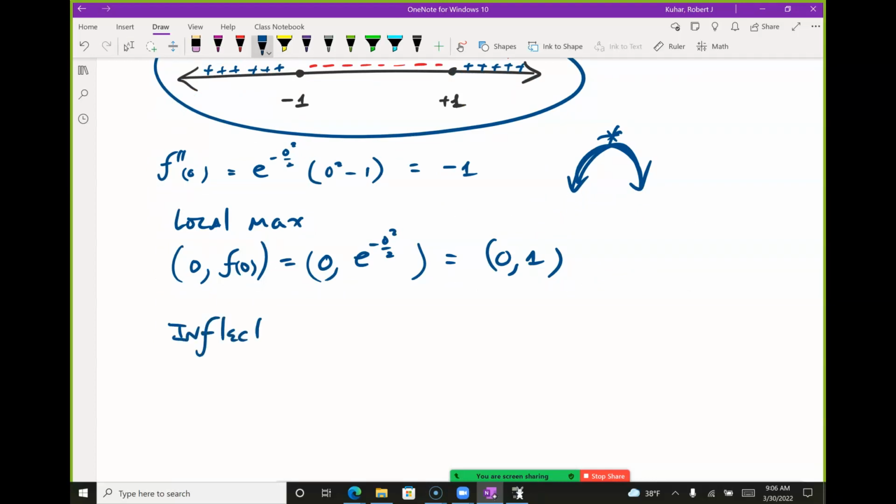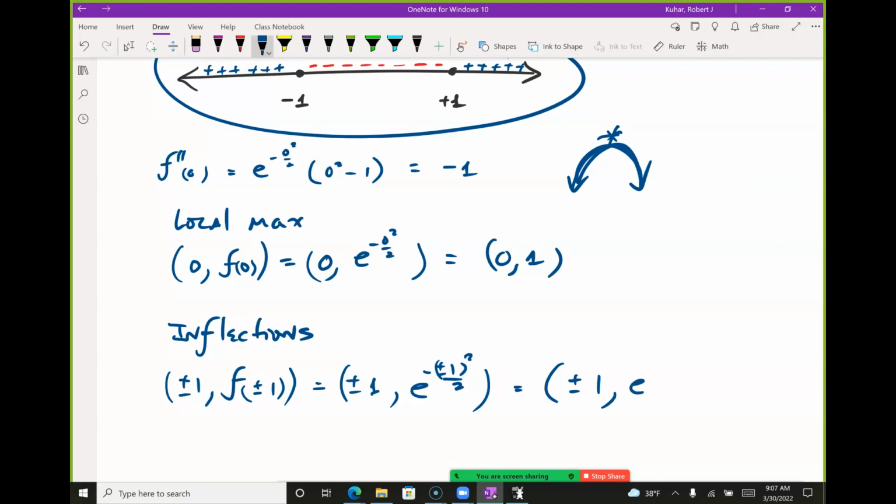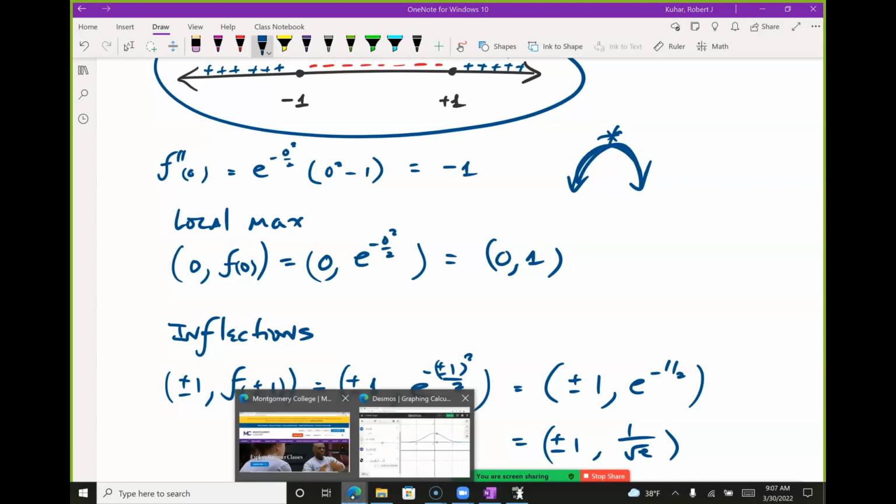I know I have inflection points. I know I have 2 of them. I can see them, right? So at plus or minus 1, f of plus or minus 1, which is plus or minus 1, comma e to the plus or minus 1 squared over 2. Oh, look at that. Same as before. Lucky. Plus or minus 1, comma e to the minus 1/2, or plus or minus 1 at 1 over square root of e. And of course, before I go through my whole conclusion, I know I'm right already, right? But it's nice to kind of put those points in.